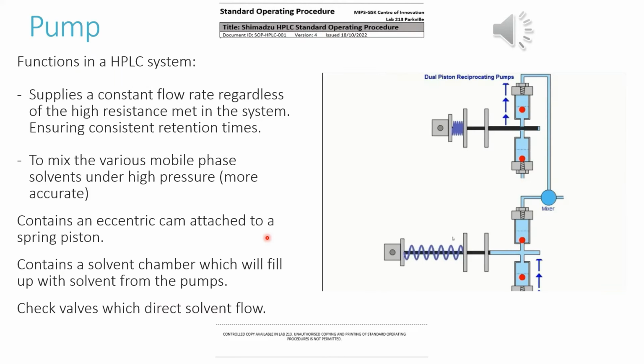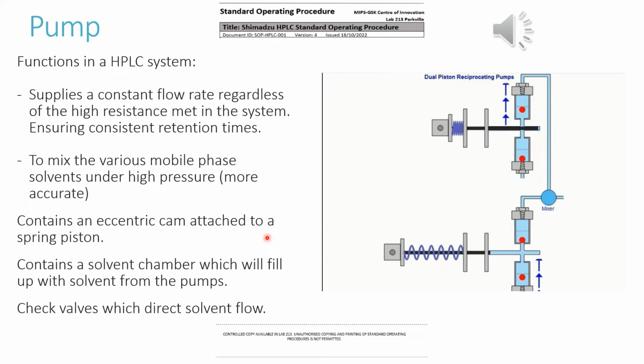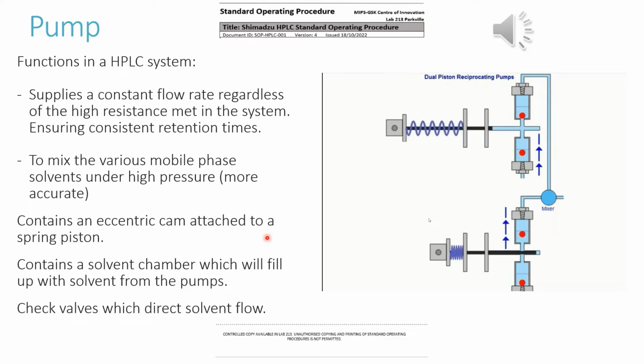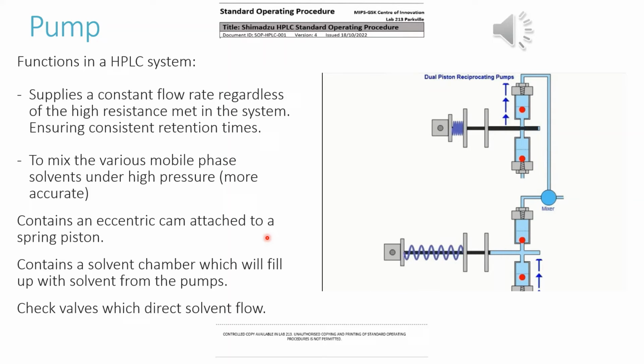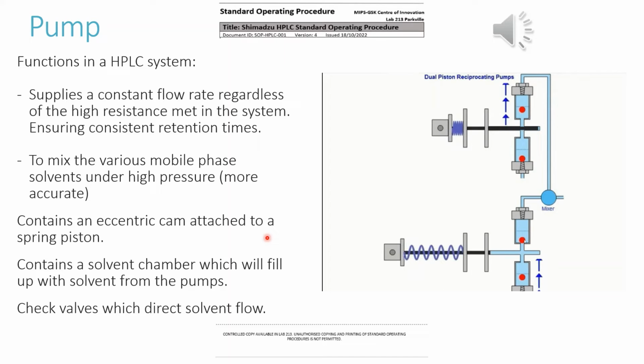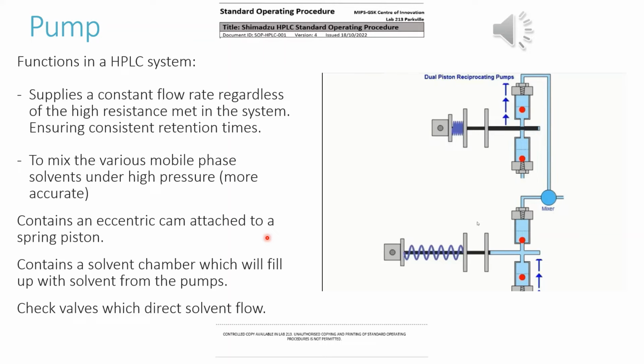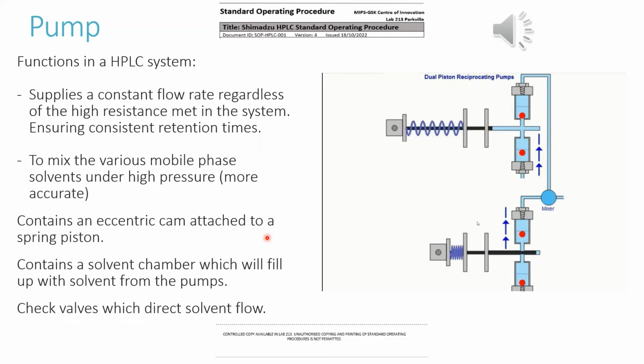Pump. It serves to supply the force necessary to provide a constant flow rate, regardless of the resistance met in the system. It helps to ensure consistent retention times. It also helps to mix the various mobile phase solvents under high pressure. Each pump system consists of 2 piston pumps. Each piston has 2 check valves, which direct the flow in one direction. They also contain an eccentric cam with a spring piston attached and a liquid chamber.